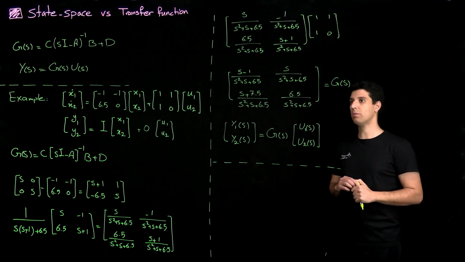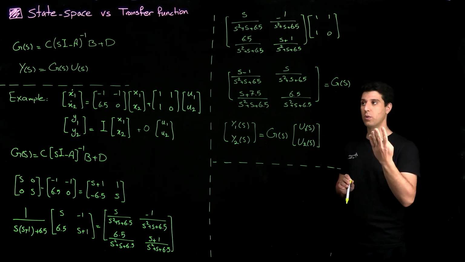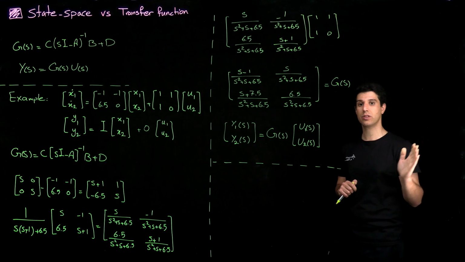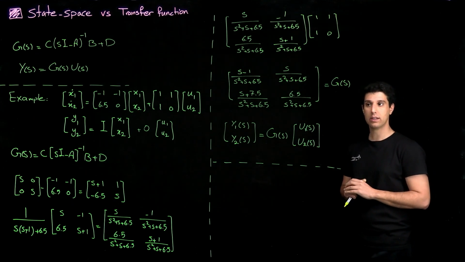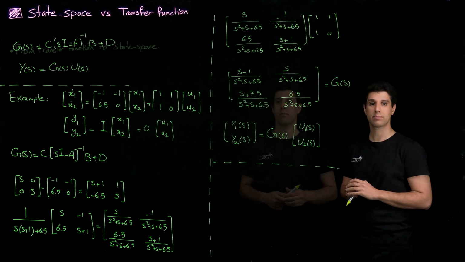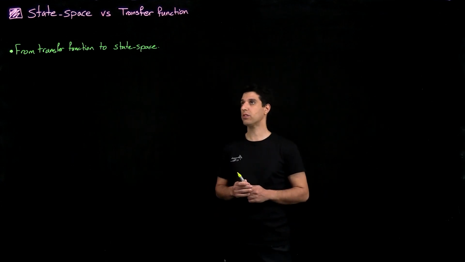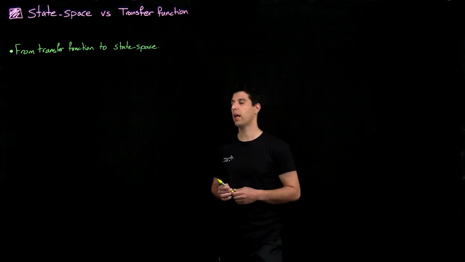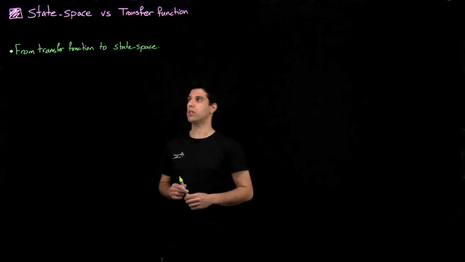Let me again clean up the board, and we start thinking about going the other way around, going from transfer function to a state space representation. Spoiler alert, it's less straightforward. So let me clean up. Now it's time to go from transfer function to a state space. And unfortunately, this part is a little trickier because for a couple of reasons.